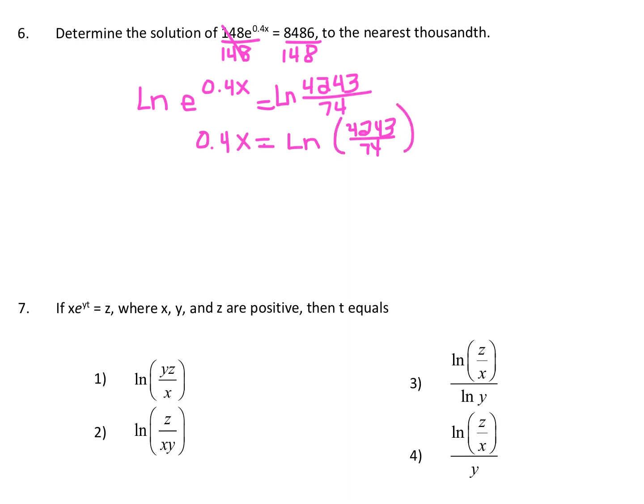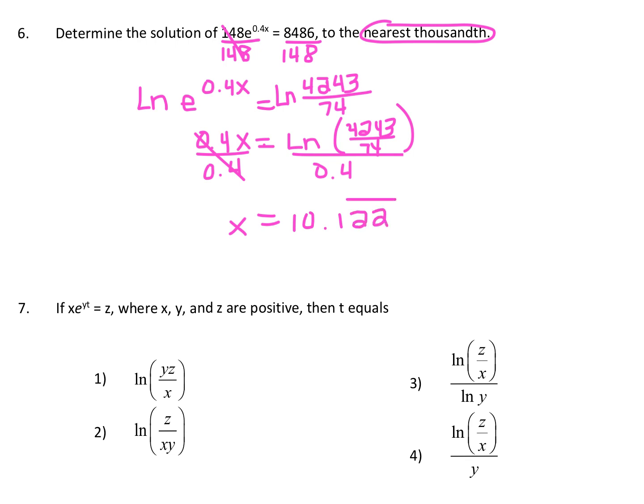Okay, so then to get the x by itself, I'm just going to divide by the number in front of it. And when you do that, the 0.4s on the left-hand side cancel off. And you're just going to plug this whole thing in your calculator. And don't forget to close the parentheses before you divide by 0.4. And we're going to round our answer to the nearest thousandth. Okay, so when we do, we get 10.412 2. And there you have it.